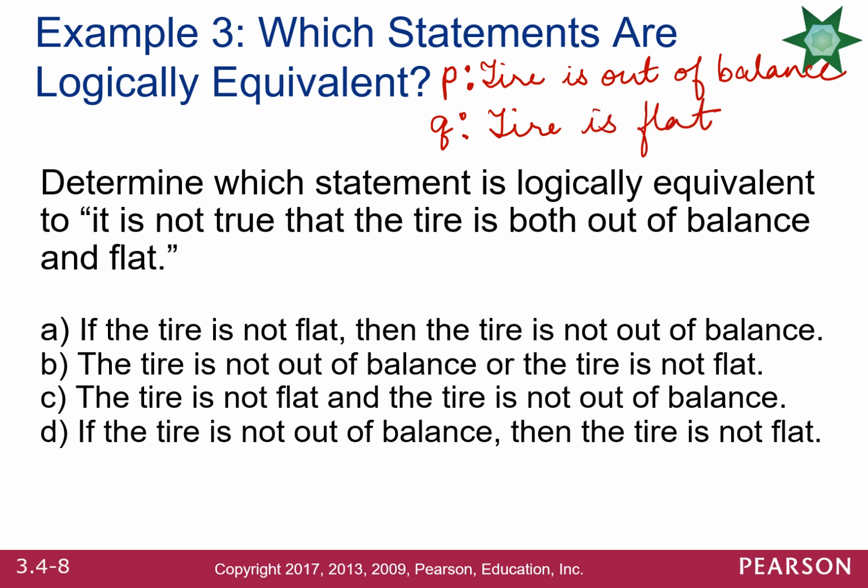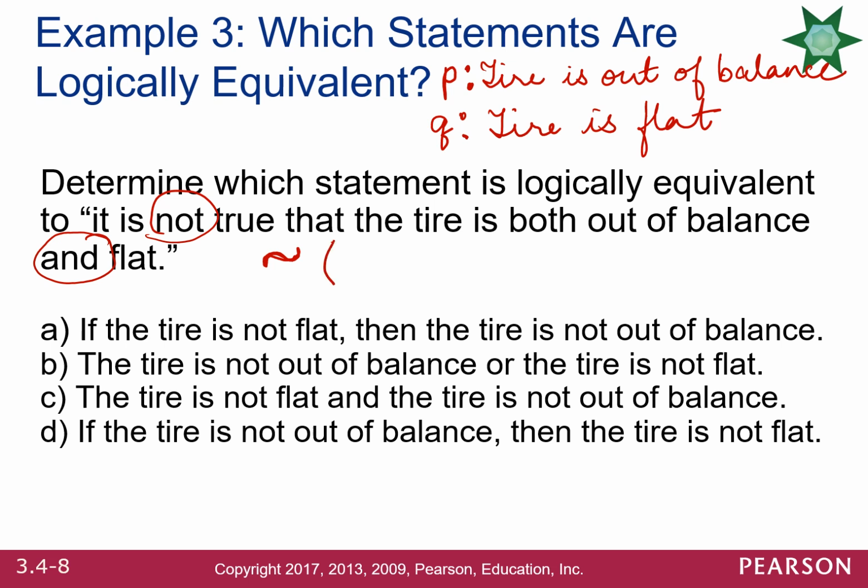And then I'm going to symbolically represent the statement, it is not true that the tire is both out of balance and flat. So we have an and situation here and a not statement here as well. So the way I'm going to write it is, it's not true, so the negation symbol, not true that it's both out of balance and flat.